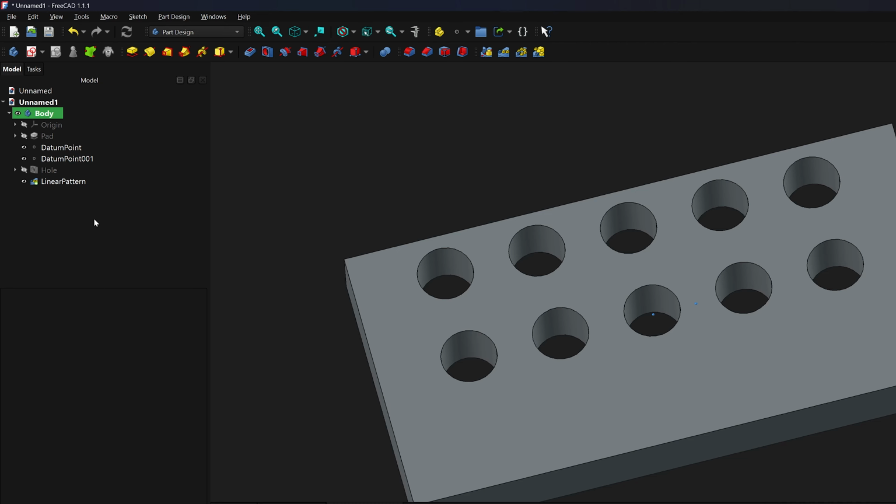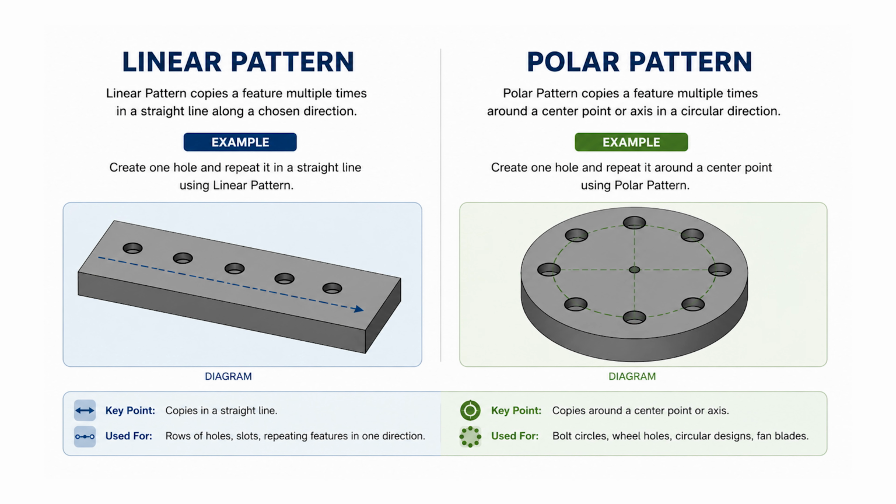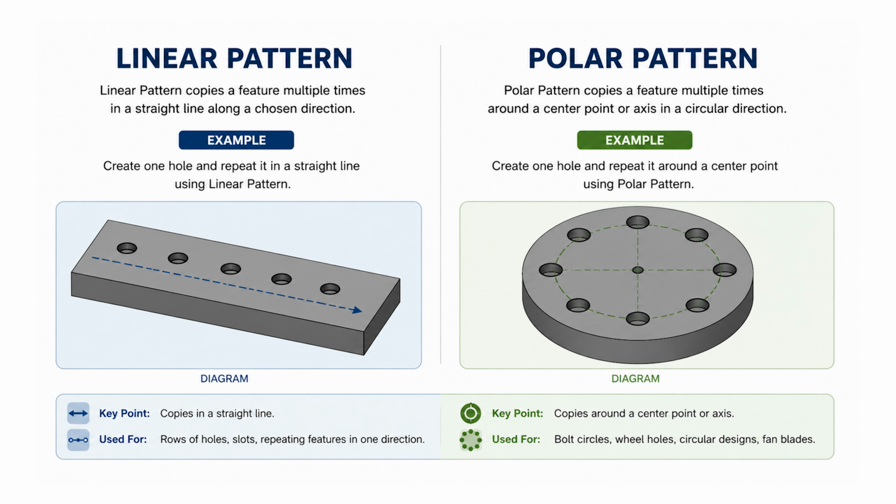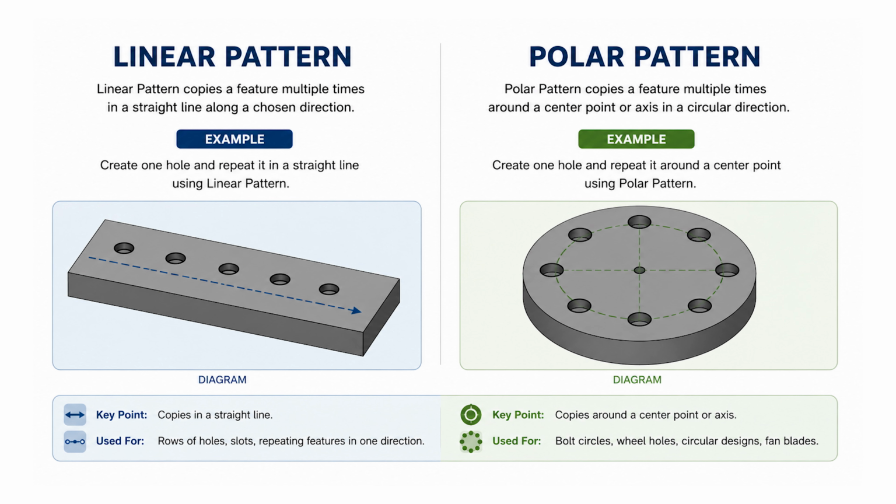Now there can be other features that one would like to create a pattern of, which of course we can do. Linear pattern is for a straight line, and then we have got another pattern, for example polar pattern, that we will be covering in our next video.